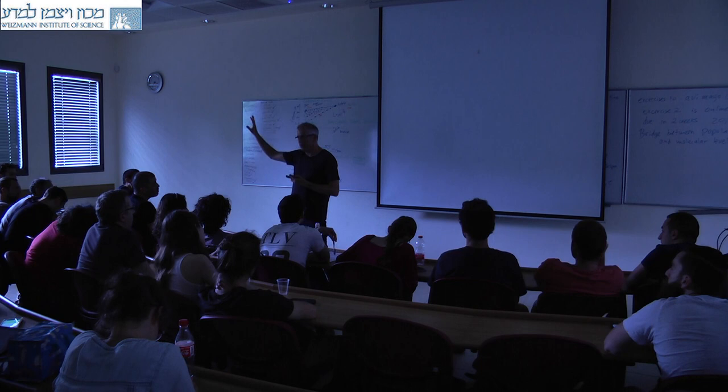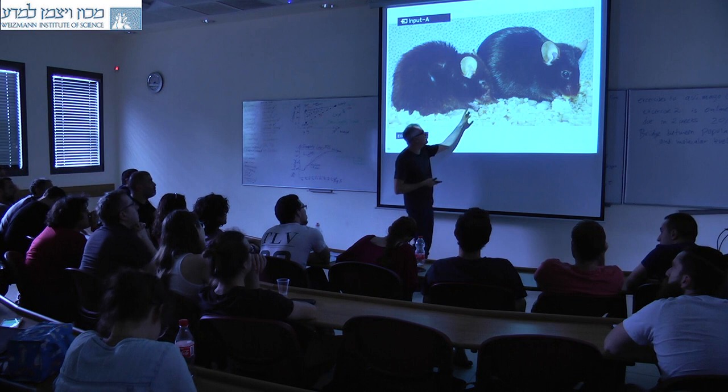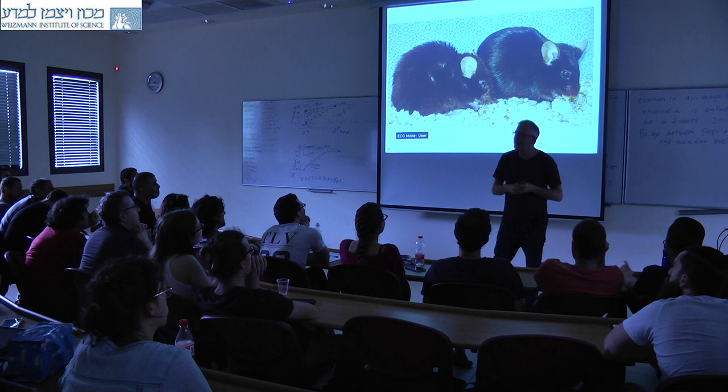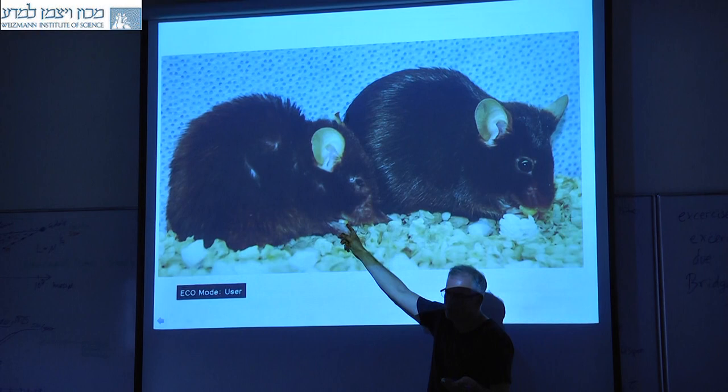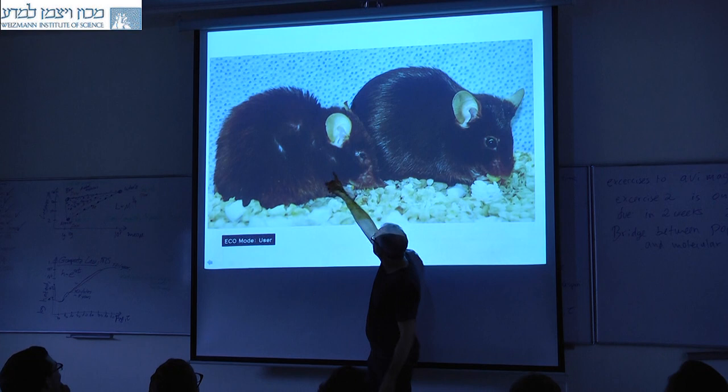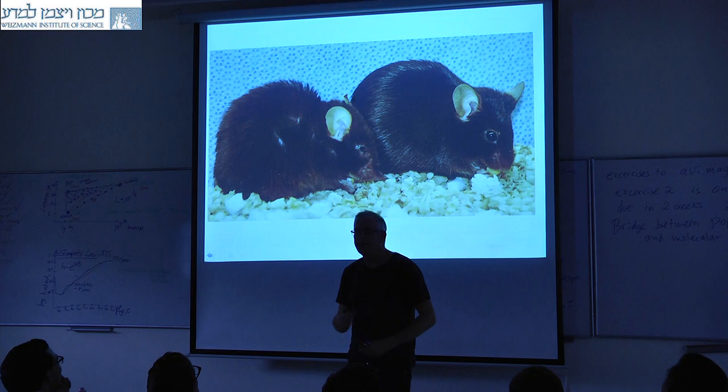So these are genetically identical mice, and one of them got the treatment. Can you guess which one? He was running on the wheel several hours a day, and this mouse is just like a regular two-year-old mouse. It doesn't run on the wheel, and has a hunchback, fur problems, cataract.